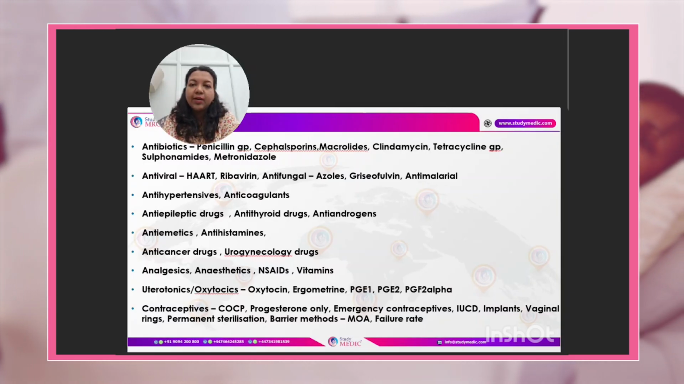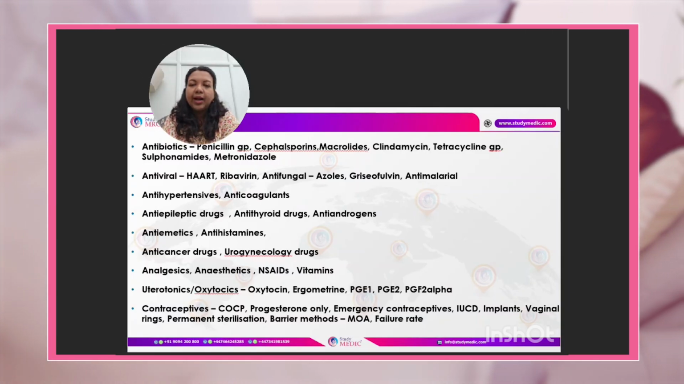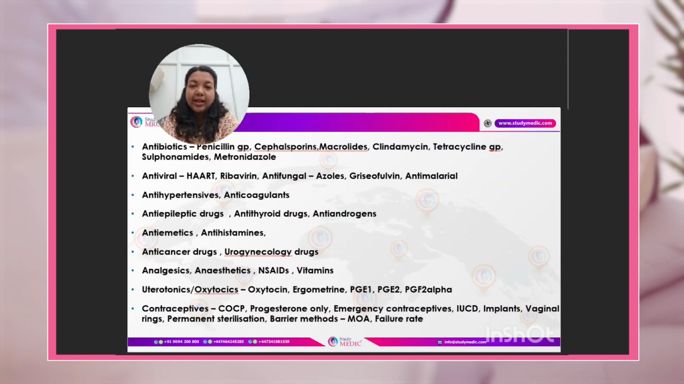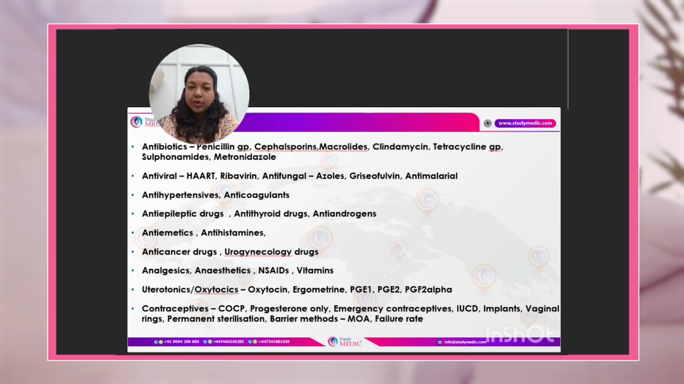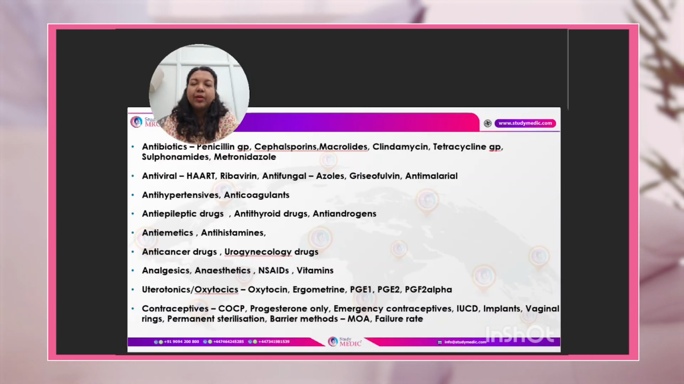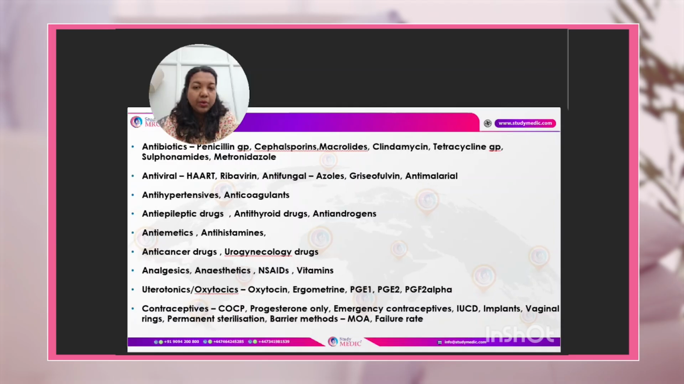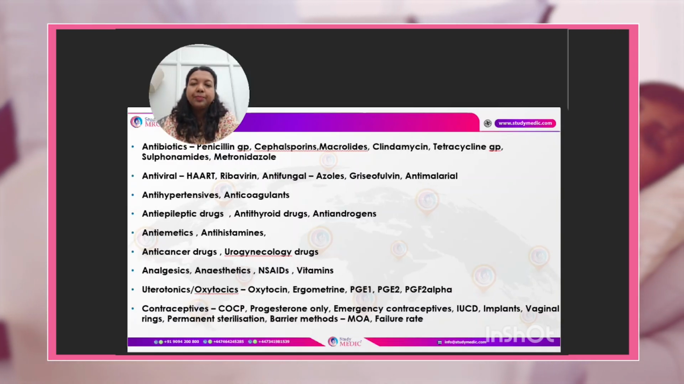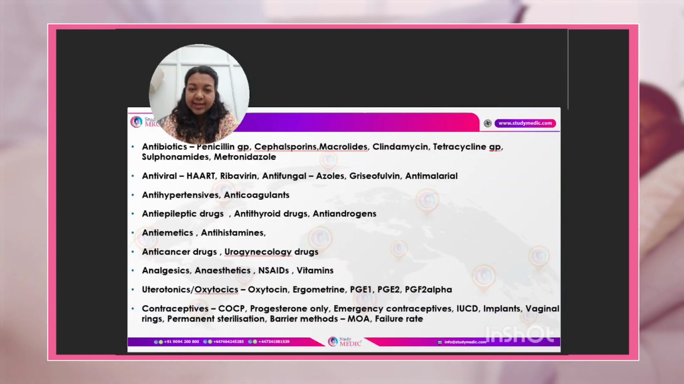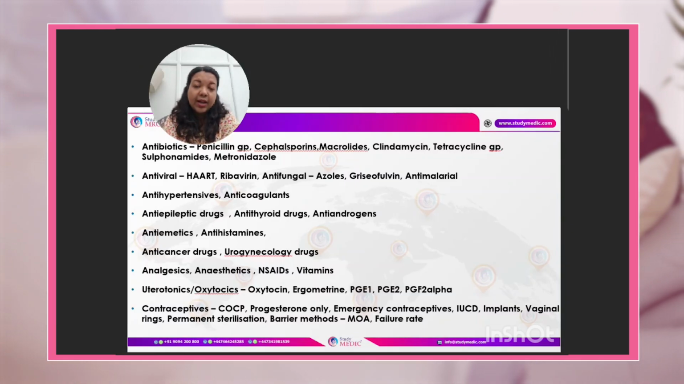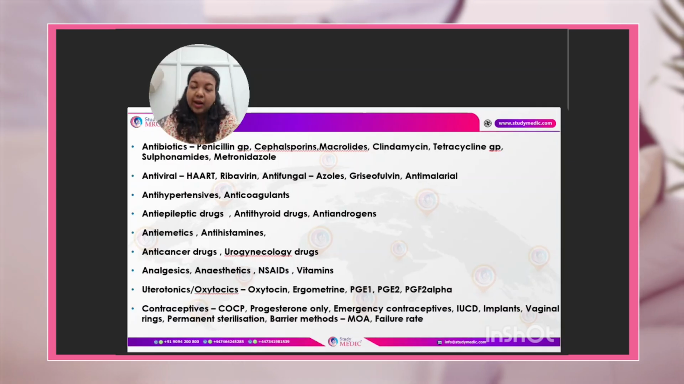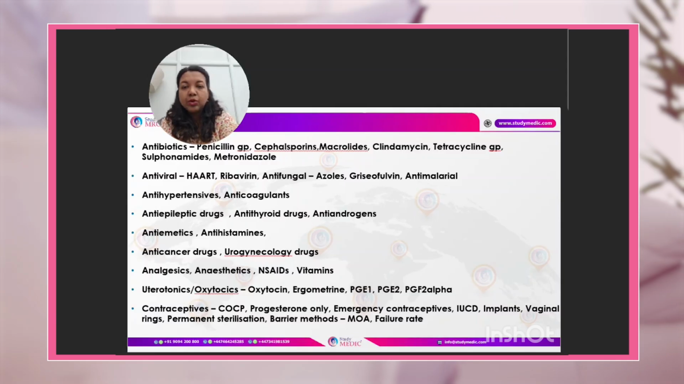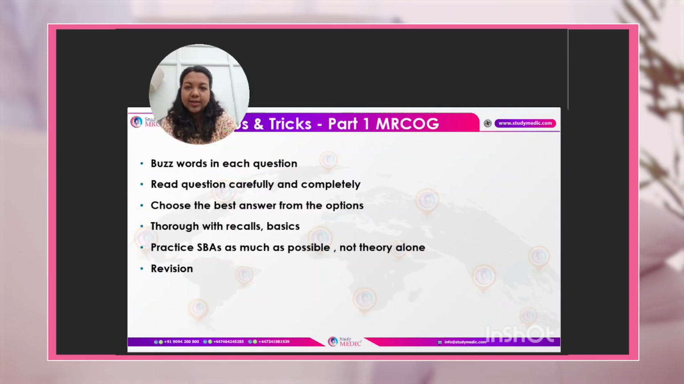Antibiotic groups, antivirals, antifungals, antimalarials, anti-epileptics, anti-thyroid, anti-androgen drugs, antiemetics, antihistamines, anti-cancer drugs such as chemotherapeutic drugs, urogynecological drugs, drugs which are used for gynecology, abnormal uterine bleeding, hormone replacement therapy, contraception, which is very important, analgesics, anesthetics, NSAIDs, as well as vitamins, and also the drugs which are used for the induction of labor, the management and prevention of PPH, which are the uterotonics as well as the oxytocics.